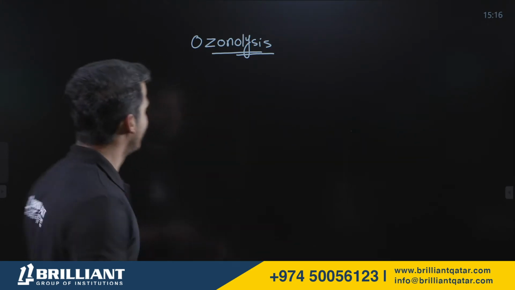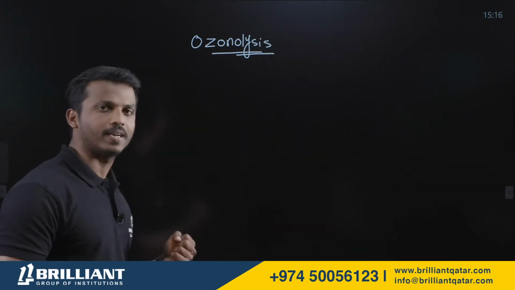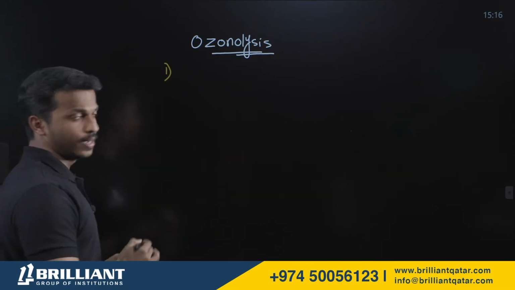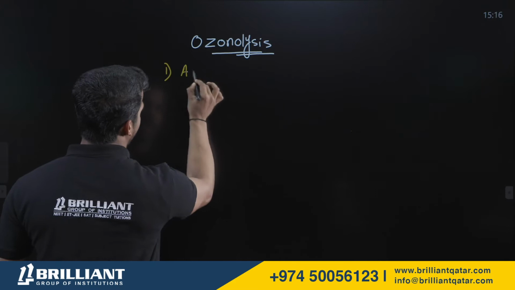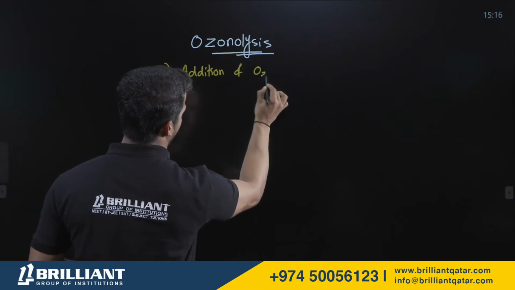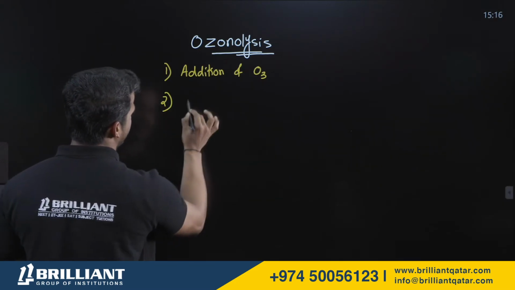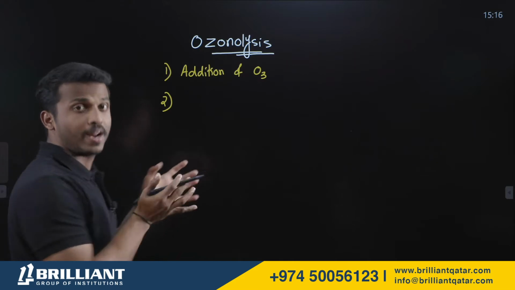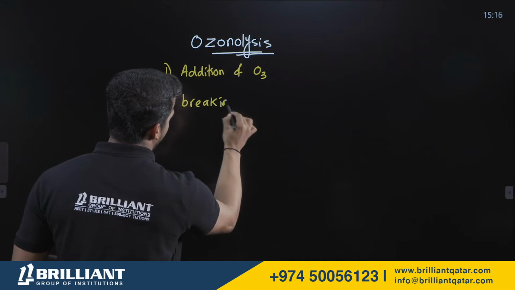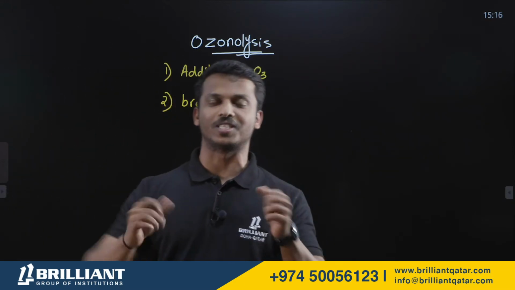See, the ozonolysis reaction can be split into two reactions. There are two steps. First step is the addition of ozone. You know, ozone means an O3 molecule, right? Second step is called lysis. Lysis means breaking of bonds, the breaking of certain bonds. These are the steps involved in the ozonolysis process.